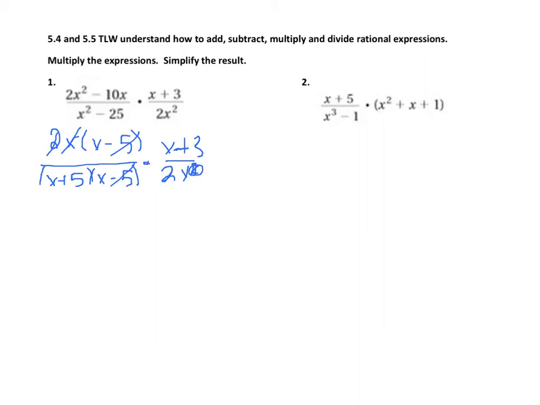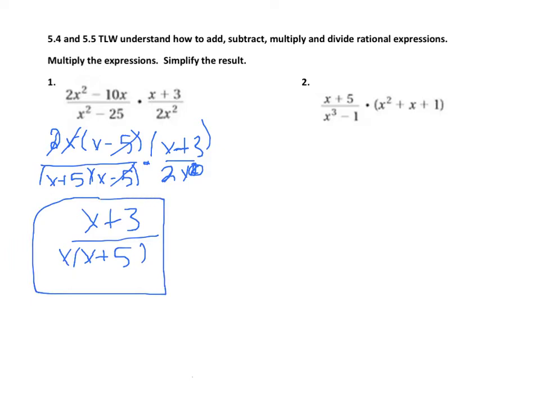So what am I left with? X plus 3 on top. If you need to, put it in parentheses there. X plus 5 on the bottom, and also x. Just leave it in factored form. Okay? So step 1 is factor. If you need to help, put this one over that.